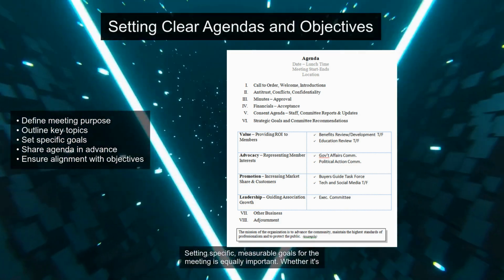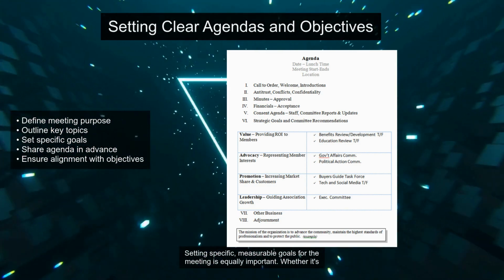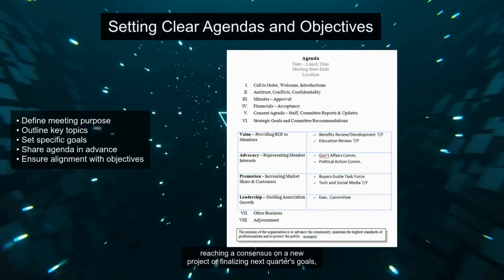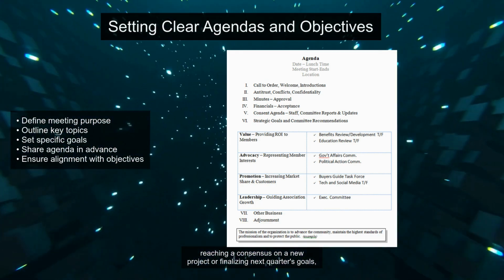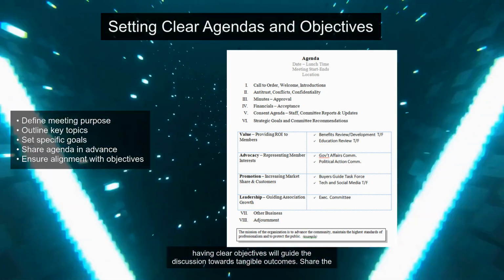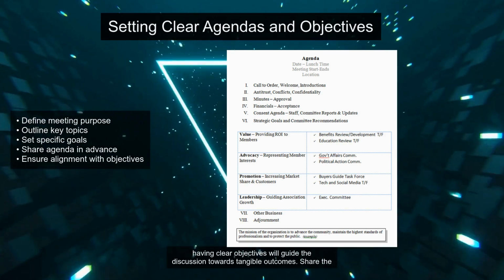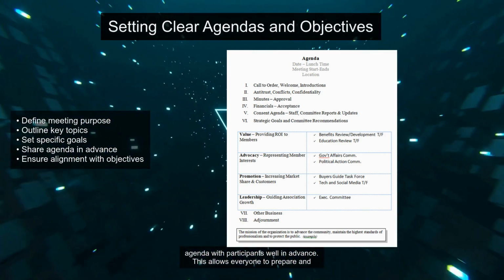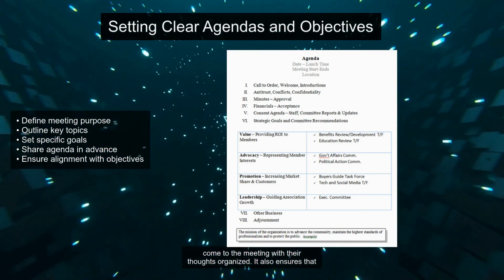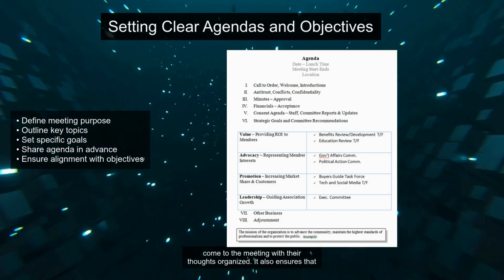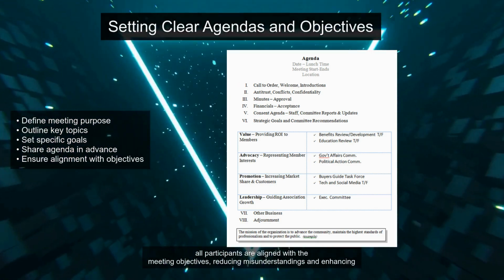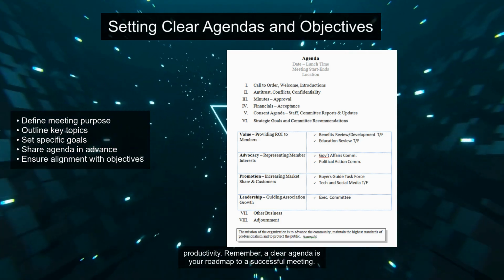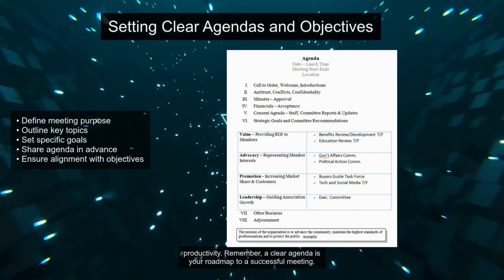Setting specific, measurable goals for the meeting is equally important. Whether it's reaching a consensus on a new project or finalizing next quarter's goals, having clear objectives will guide the discussion towards tangible outcomes. Share the agenda with participants well in advance. This allows everyone to prepare and come to the meeting with their thoughts organized. It also ensures that all participants are aligned with the meeting objectives, reducing misunderstandings and enhancing productivity. Remember, a clear agenda is your roadmap to a successful meeting.